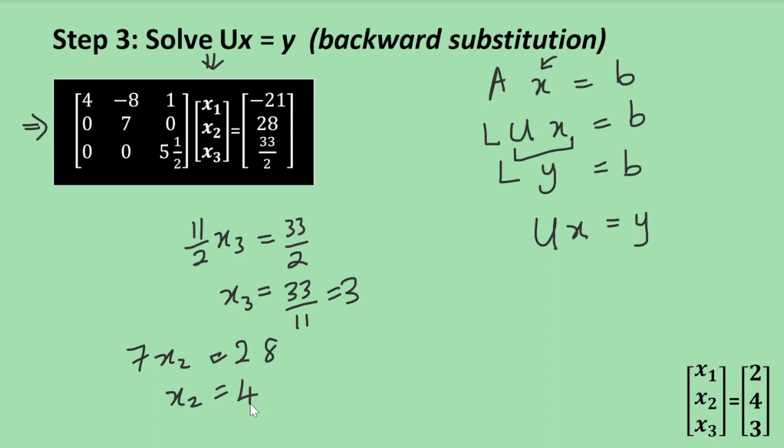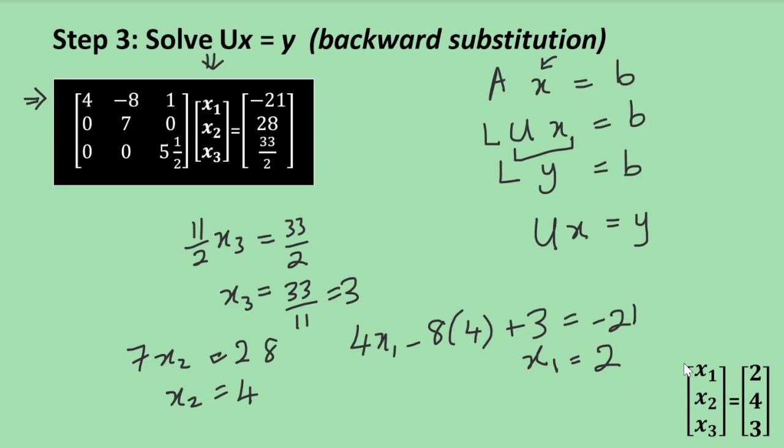And finally, in order to find x1, we multiply the first row with matrix X. And we have 4x1 minus 8x2, x2 is 4, plus x3, x3 is 3, equals negative 21. And we solve for x1 with the value 2. And here we go. The values of x1, x2, and x3 are 2, 4, and 3.